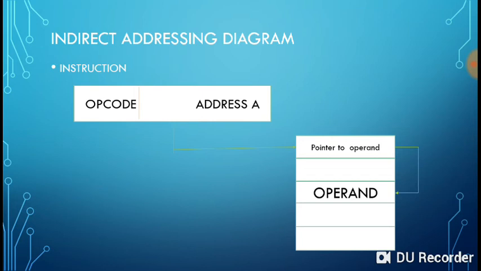The advantage is a large address space. As we all know, we have a large address space, and there is one address present in the instruction and one address present in the memory, so we use two addresses. The disadvantage is that it uses multiple memory accesses to find the operand, as we know. So it leads to slower processing of the instruction. That is what the indirect method is all about.